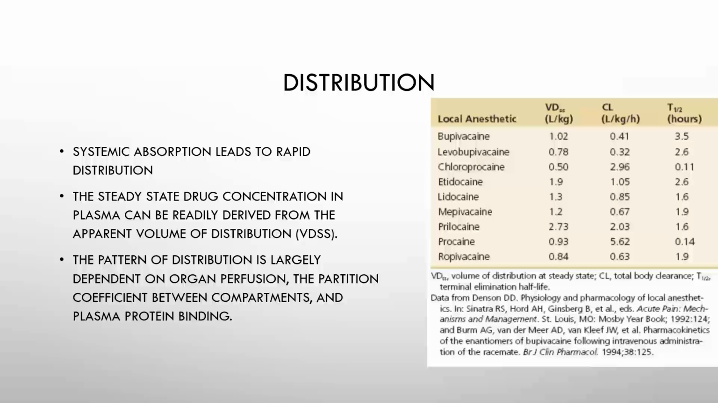Now, systemic absorption of local anesthetic leads to rapid distribution throughout the body. The steady state drug concentration in plasma can be derived from the apparent volume of distribution. But regional differences in local anesthetic concentrations are seen among individual organ systems. The pattern of distribution is largely dependent on organ perfusion, the partition coefficient between compartments, and plasma protein binding. Organs that are well perfused, like the heart and the brain, get higher drug concentration. So they're also the organs most seriously affected by local anesthetic toxicity.